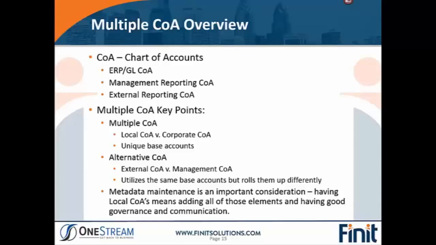The other one we've seen is more of an alternative chart of accounts. So somebody for external purposes wants to report something one way, but for management purposes they want to report it another. In those cases, they tend to utilize the same base accounts but roll them up differently. An example of that might be a management fee may roll up above operating income for external reporting, but for management reporting they don't want to include that as operating income because it's not something that the managers can control. So that's what we refer to as an alternative chart of accounts.